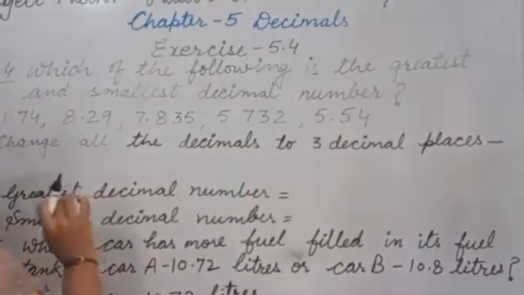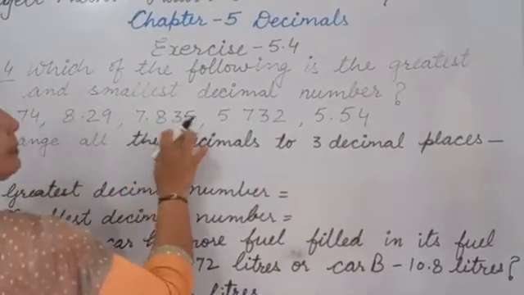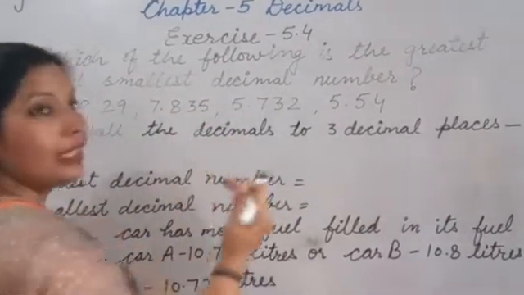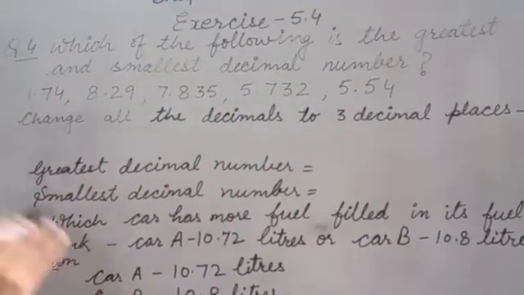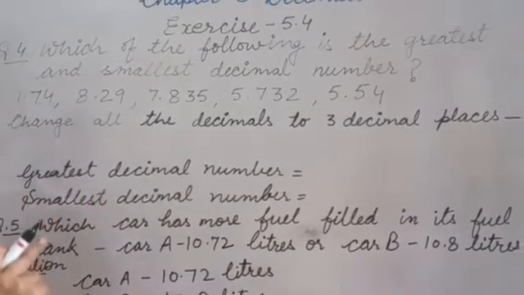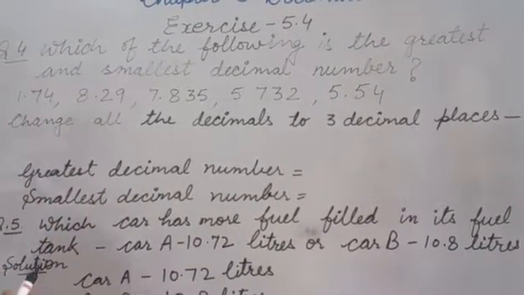Why 3 decimal places? Because the highest decimal places are 3. In these there are 2 and there is 3. So we should make all of them 3 decimal places. We will change all of them to 3 decimal places. We should make them like decimals.